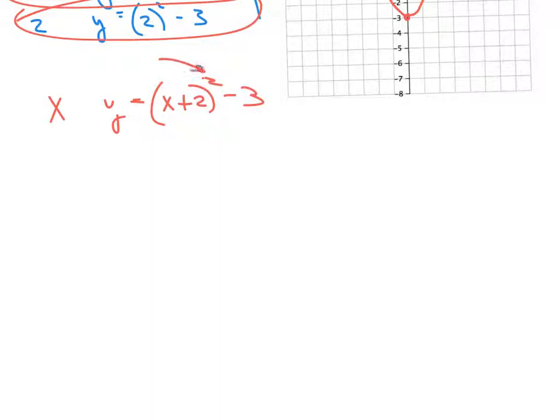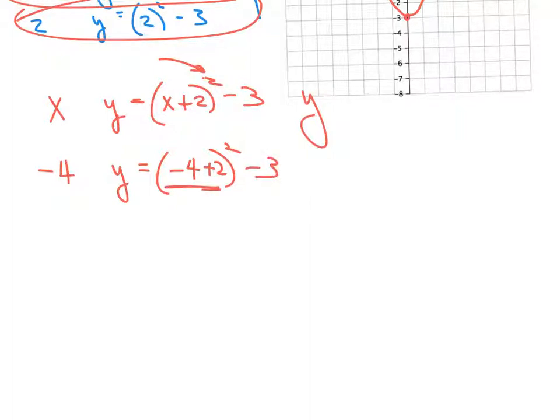Now see, the squared sign is on there, so I know I'm going to get a parabola. So I've got a y there. Let's say that I put in a negative 4 for x. I'm going to get y equals negative 4 plus 2, quantity squared, minus 3. Negative 4 plus 2 is negative 2, squared is positive 4, minus 3 is going to give me a 1 here. And this is a different equation, I guess, than example 3.